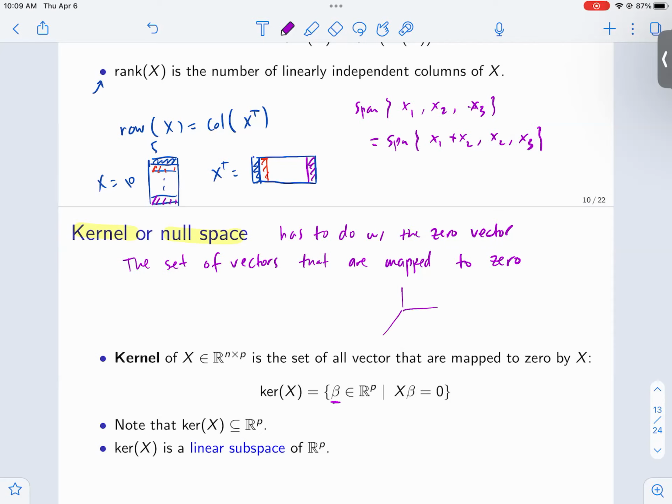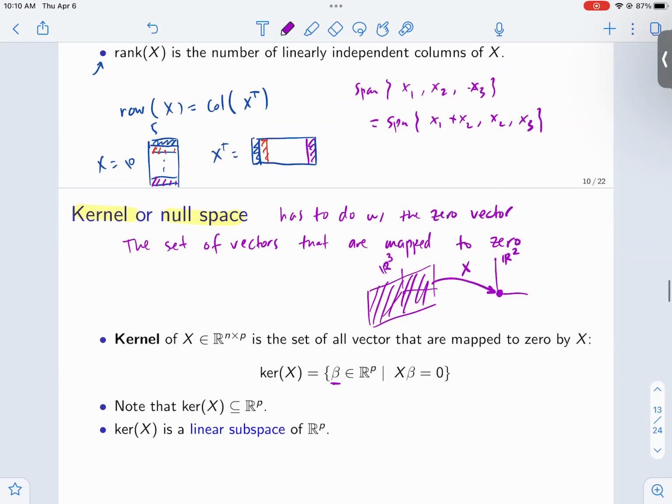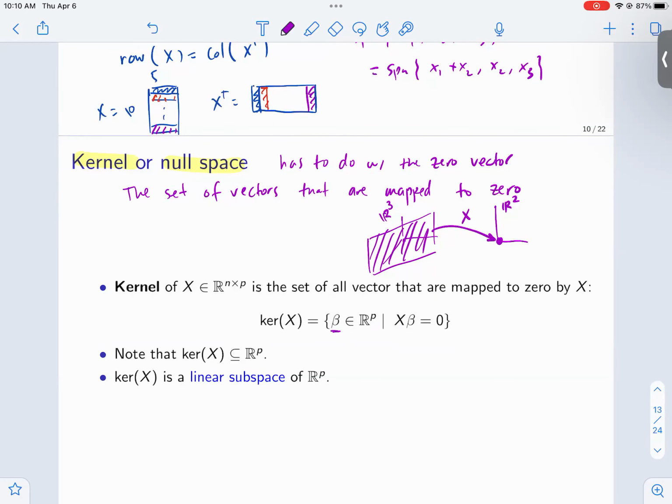So there's this, let's say R^P, and there's some part of the space here that's completely mapped to, let's say the mapping is from R^P to R^2, say the matrix is mapping from R^3 to R^2. So this entire subspace, for example, could be mapped to zero. So that's the kernel of the linear transformation, or the null space. The kernel is a subspace of the input space.